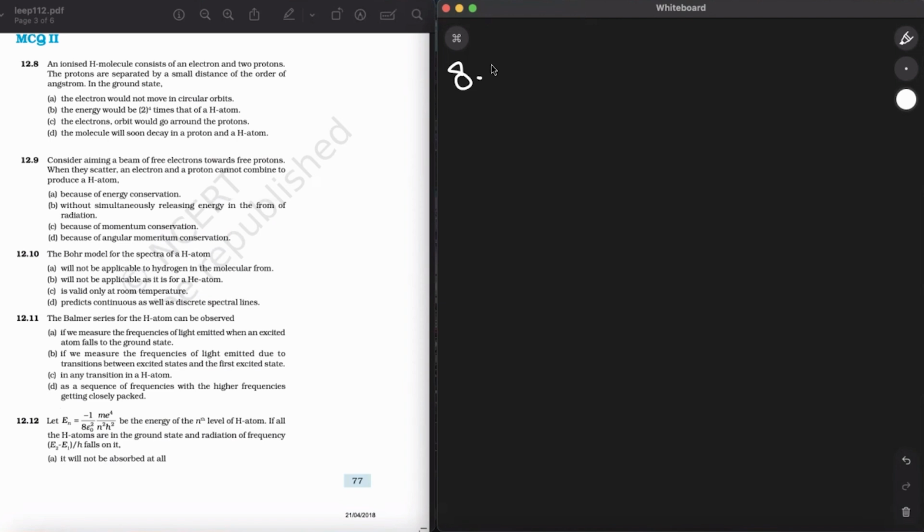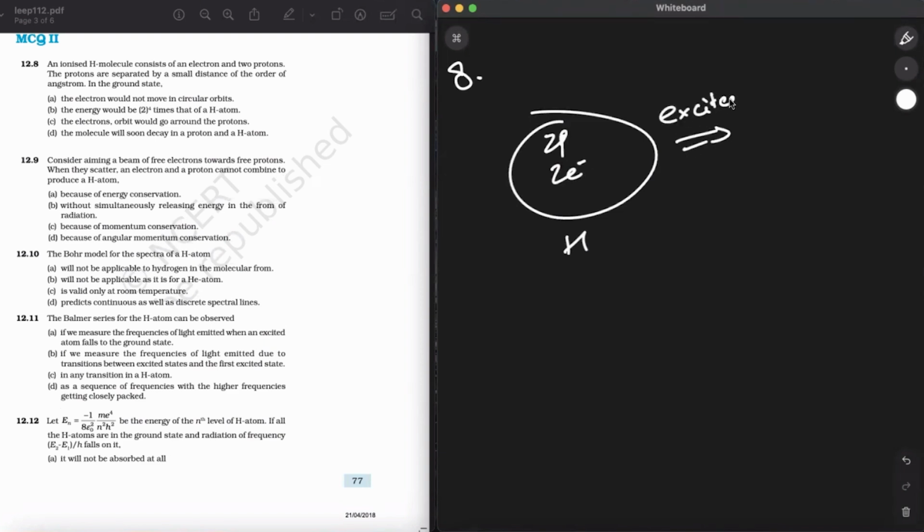See, an ionized H molecule consists of an electron and two protons. The protons are situated at a small distance of the order of angstrom from the ground state. The electron would not move in circular orbit. Option is correct. Okay, why is it correct? Because the hydrogen molecule contains two electrons and two protons. But ionized hydrogen molecule will contain only one electron and two protons. See, a normal hydrogen molecule, what will it have? It will have two protons and two electrons. Suppose it gets ionized. So in this case, it will have two protons but only one electron. Anyway, simple.